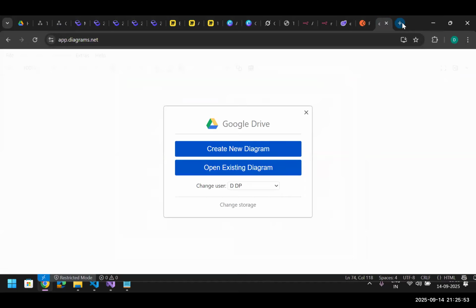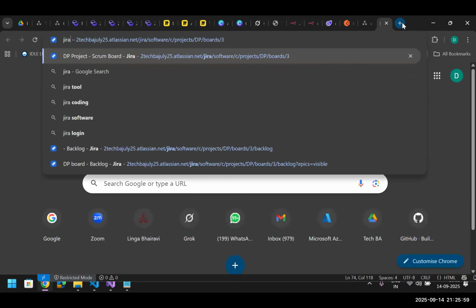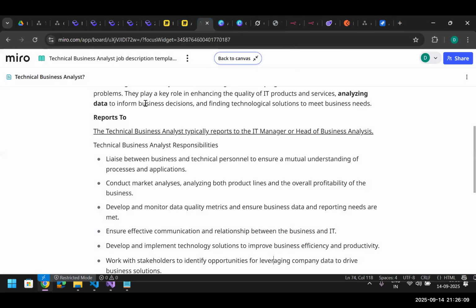And one more important tool is Jira. Jira is one of the tools. Where can I show? I can show. Yes, can I share my screen? Let me complete this, and then you can take over.